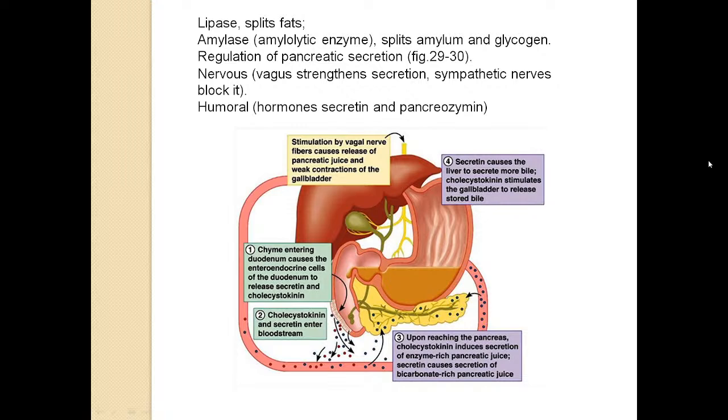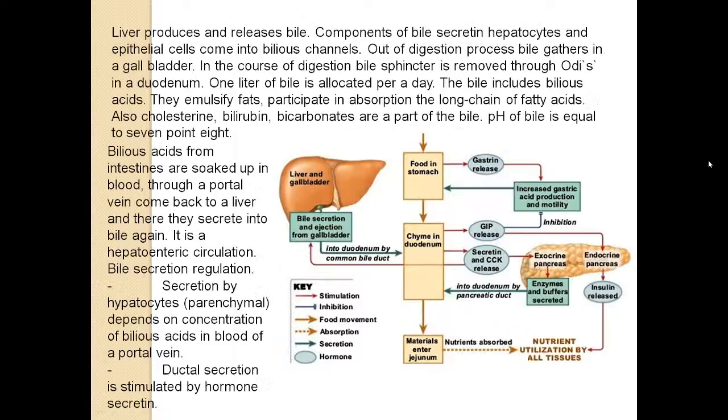Regulation of pancreatic secretion. Nervous regulation: the vagus strengthens secretion, sympathetic nerves block it. Humoral regulators: secretin and pancreozymin.